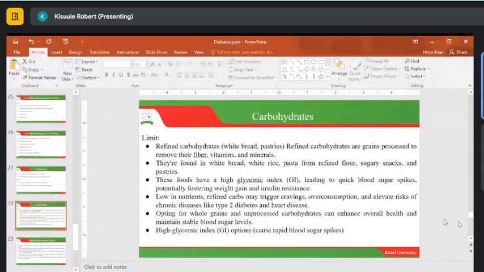All right. We are also talking of low in nutrients, and refined carbohydrates may trigger cravings and overconsumption, and also elevate risks of chronic diseases, type 2 diabetes, and also heart disease. Opting for whole grains and unprocessed carbohydrates can enhance overall health and maintain stable blood sugar levels. And also, the high glycemic index options cause rapid blood sugar spikes. This we have talked of.